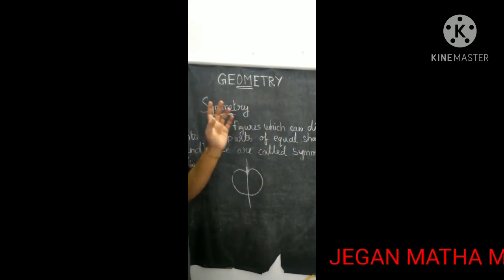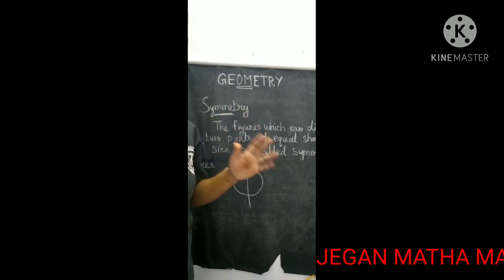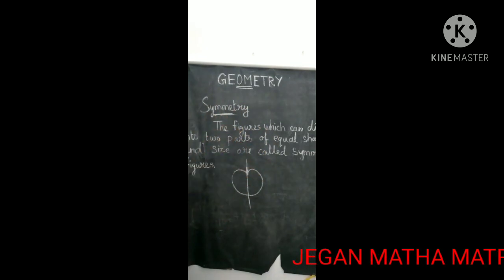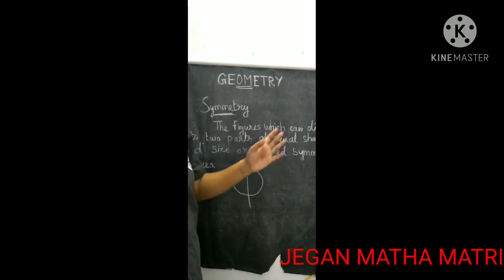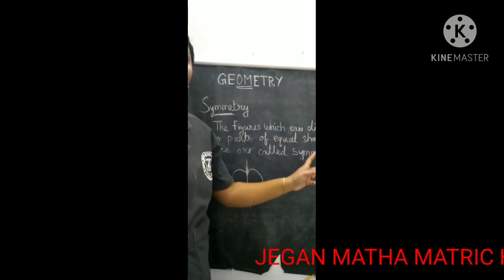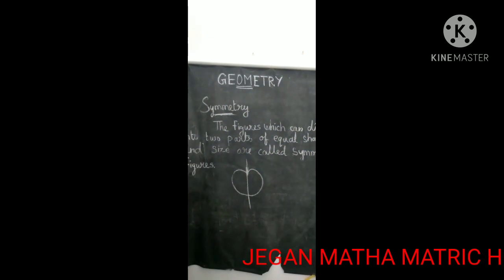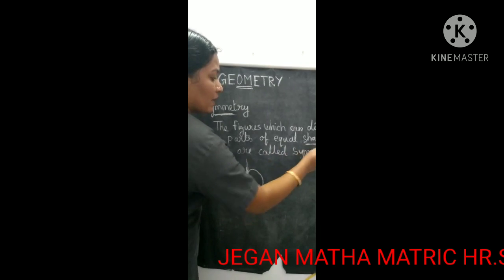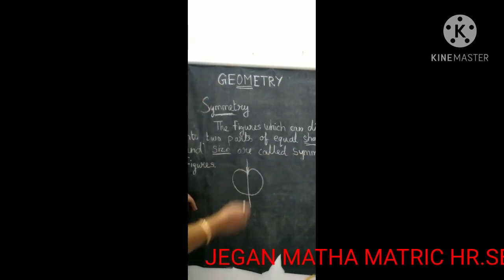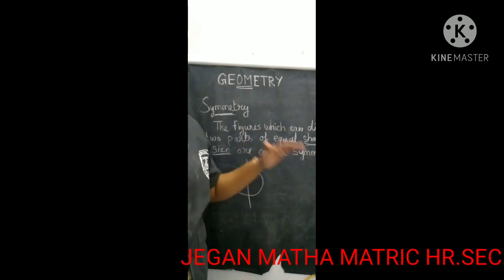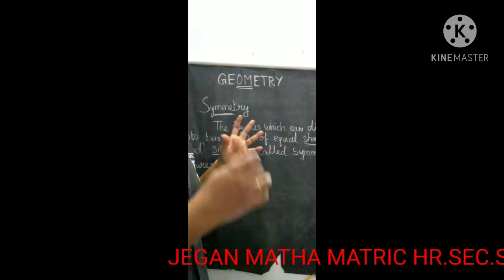The first thing is symmetry. What is meant by a symmetric figure? A symmetric figure can be divided into two parts of equal shape and size. That is a very important thing. Figures with equal shape and size are called symmetrical figures.